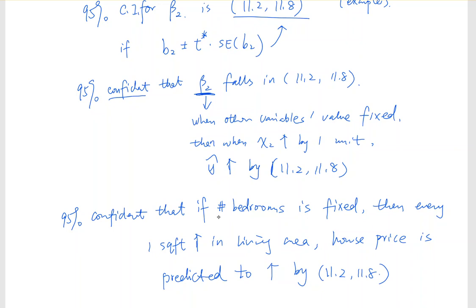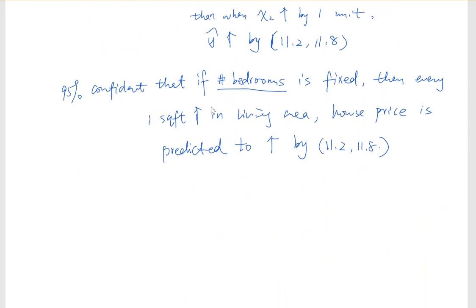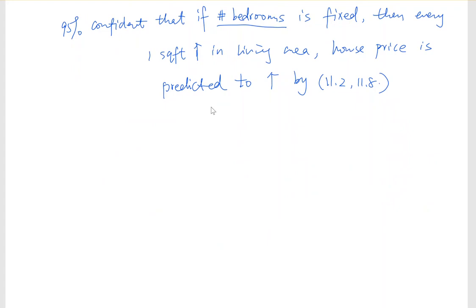Since we only have two variables in our regression, here I just need to control the other variable, which is the number of bedrooms. But if you include 4 variables in total, then you need to control the other 3 variables' values. All right, and we are done with the hypothesis test for the regression.